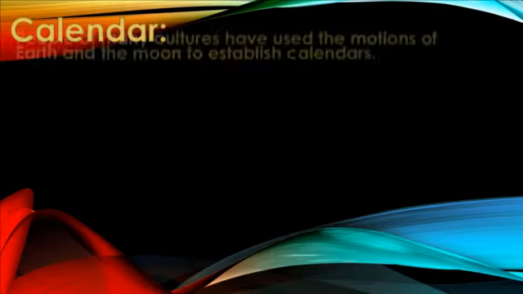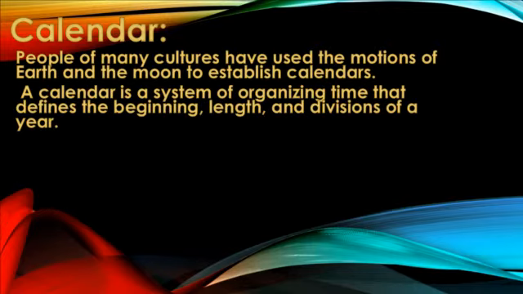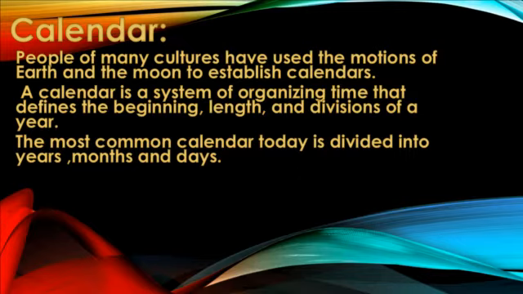Next is about the calendar. What is a calendar? We are familiar with different types of calendars. What is the use of the calendar? People of many cultures have used the motions of Earth and the Moon to establish calendars. A calendar is a system of organizing time that defines the beginning, length, and divisions of a year. The most common calendar today is divided into years, months, and days.